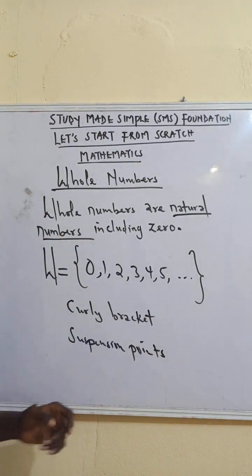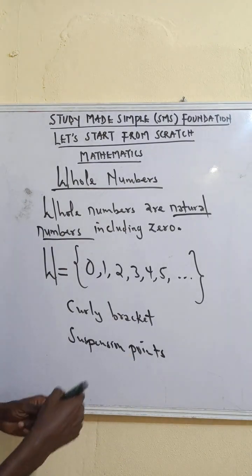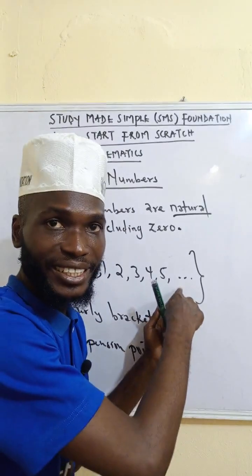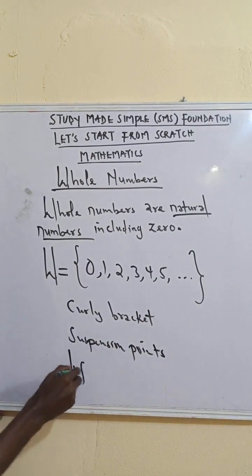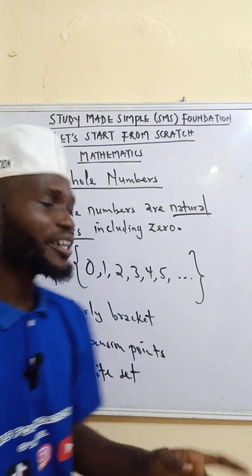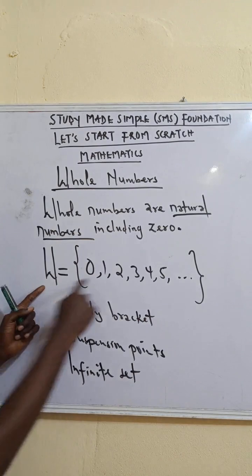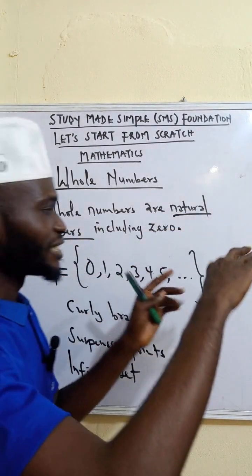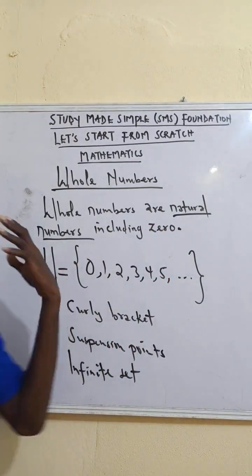Good. Another thing I want you to remember is that this kind of set does not have an end. What name do we call such sets? Remember, we call them infinite sets. So that means the whole number set is an infinite set. Now, another thing you need to know is that the set of whole numbers contains the entire set of natural numbers.